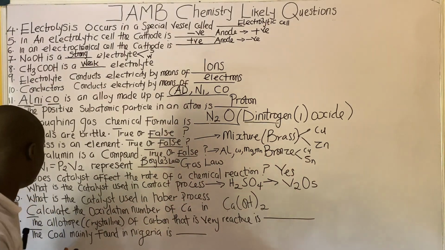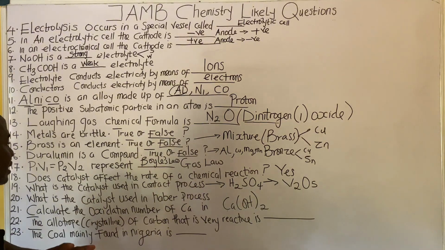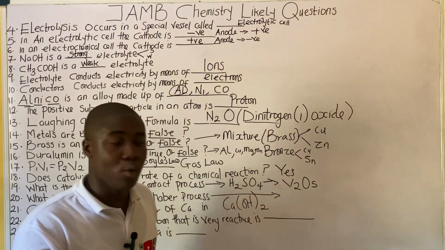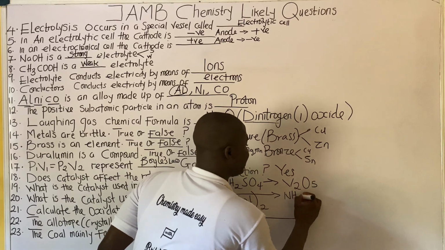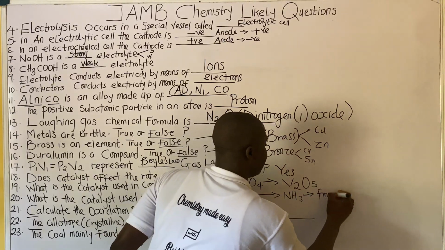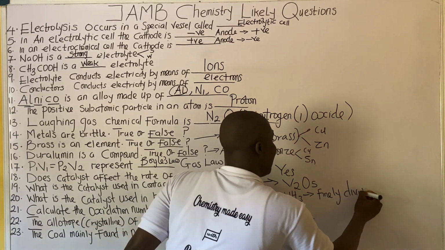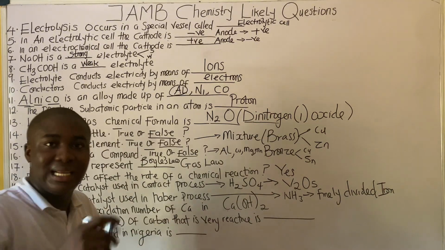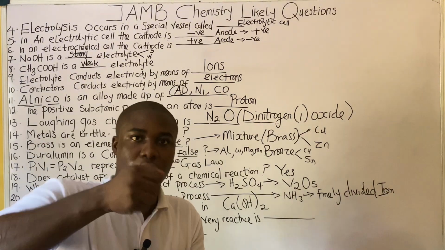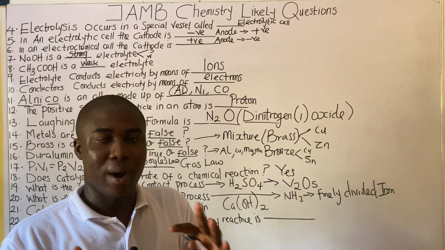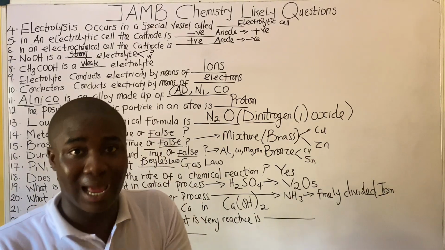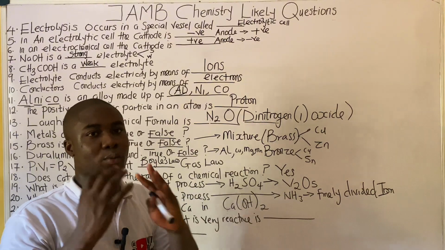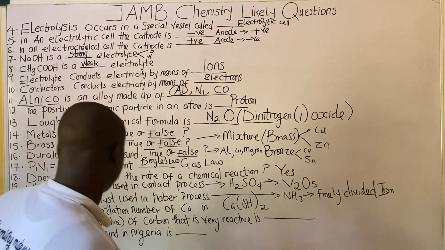So let's get into the next question, and it says, what is the catalyst used in Haber's process? Haber process is a process used for formation of ammonia, NH3, and the catalyst is finely divided iron. Finely divided iron, this must be noted. Iron that is finely divided, already ground to increase the surface area. So when finely divided iron is used as a catalyst in Haber process, the rate at which ammonia will be formed will be very fast. So this must be noted.